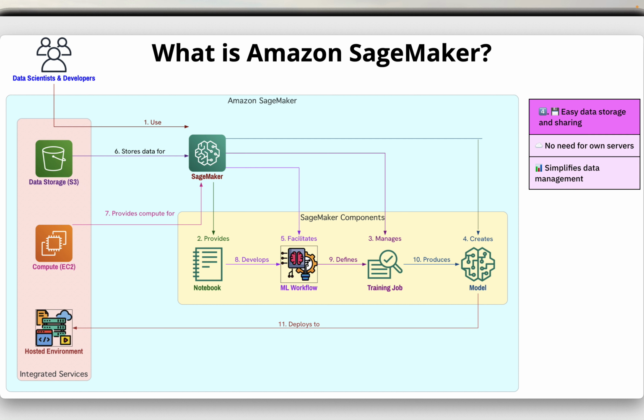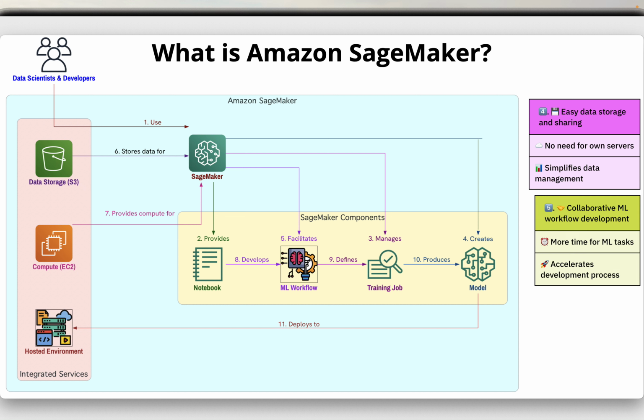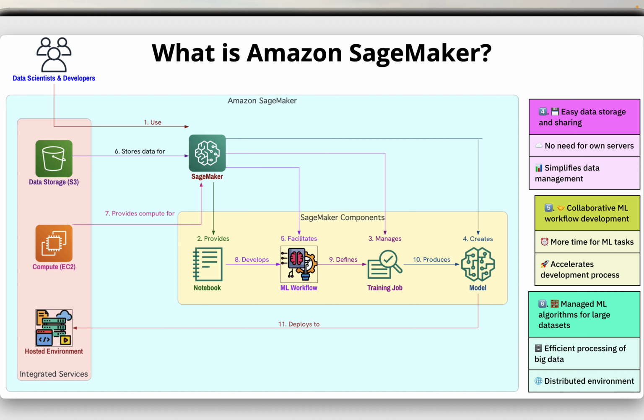With SageMaker, users can store and share their data without the need to build and manage their own servers. This feature simplifies data management and reduces infrastructure overhead. By eliminating the need for server management, SageMaker gives organizations more time to collaboratively build and deploy ML workflows. This promotes teamwork and accelerates the development process. SageMaker offers managed ML algorithms that can efficiently process extremely large datasets in a distributed environment. This capability allows for handling big data ML tasks without worrying about the underlying infrastructure.